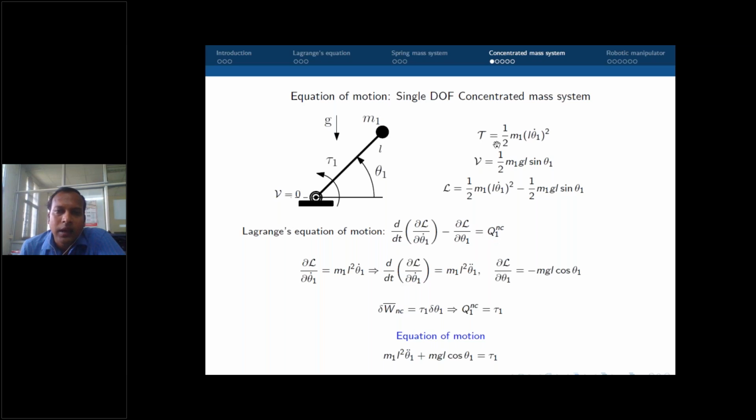First of all, what is the kinetic energy of the system? Since this is a point mass, there is no rotation of the point mass. So kinetic energy is defined just as half m v square. So what is the velocity of this mass? Since the angular velocity of this rod is theta 1 dot, any point which is at L1 distance away from the hinge point on this rod will have velocity L theta 1 dot. So the kinetic energy is half m1 L square theta 1 dot square. That is the kinetic energy of the system.